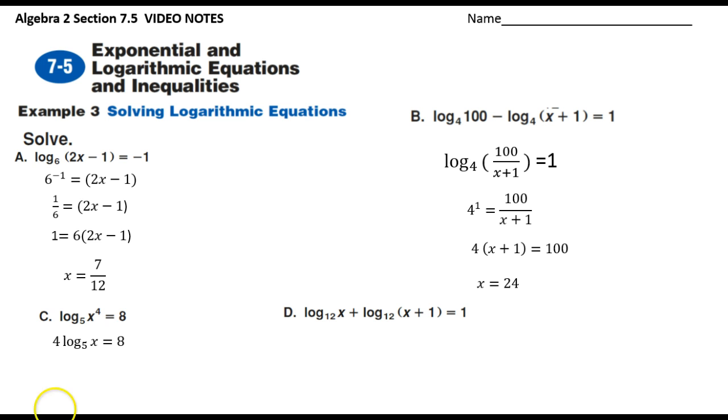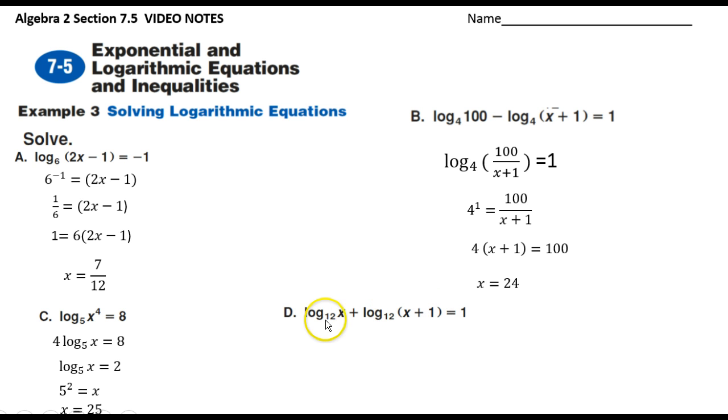Now again, we're very close to being ready to just write it in exponent form, but that 4 is in the way. So we're going to divide both sides by 4, and we get log base 5 of x equals exponent 2. And now it's really simple to put this in base exponent answer form. Base, exponent, answer. 5 to the second equals x, or x equals 5 squared, or 25.